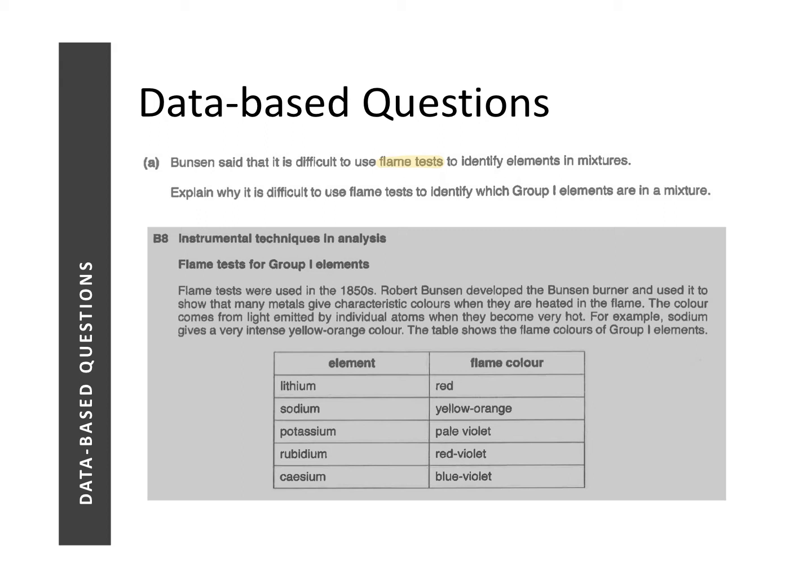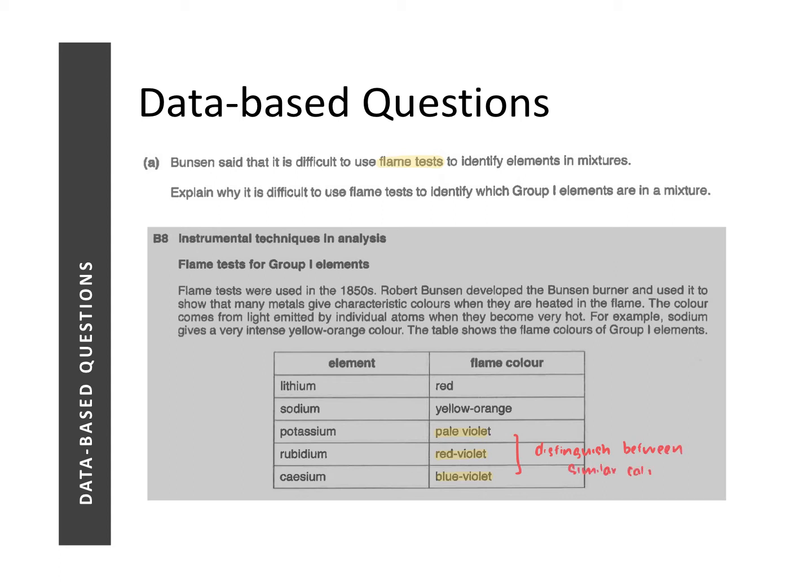If you take a look at the table, you would find that, for example, potassium, rubidium and cesium have different variations of violet color. So that makes it difficult for us to distinguish between the colors. For example, when you see a violet, how do you go on to distinguish whether it is pale violet, red violet or blue violet, between similar colors?